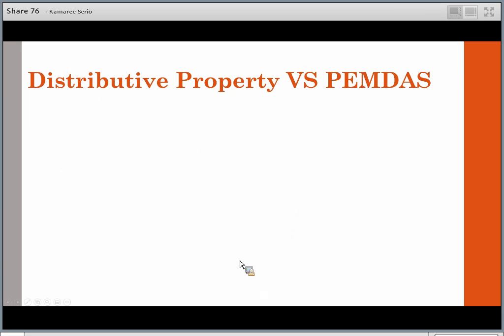All right, so let's do some examples with distributive property and PEMDAS. We're going to solve each equation using both. First, we're going to distribute. Remember, when you're distributing, you have this negative 5 times 6, and then you have negative 5 times 8. In the center is your plus sign, and the plus sign stays the same. Negative 5 times 6 is negative 30. Negative 5 times 8 is negative 40.